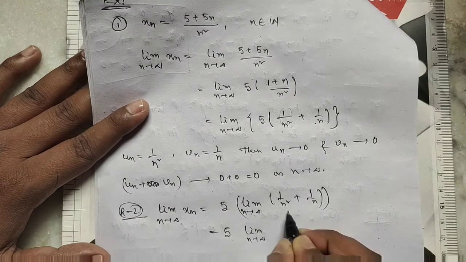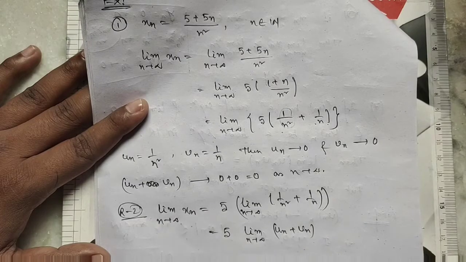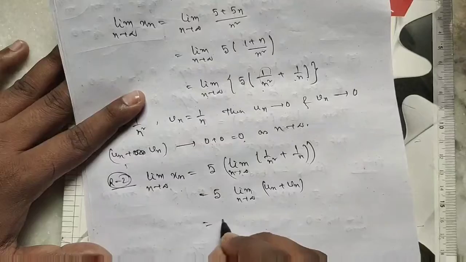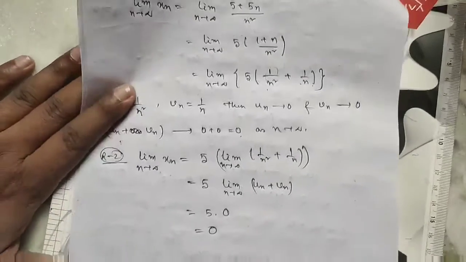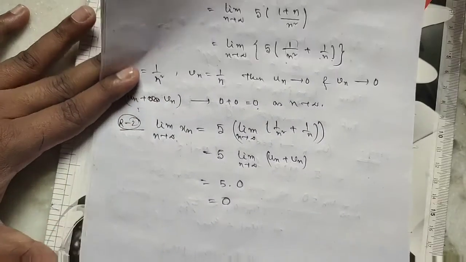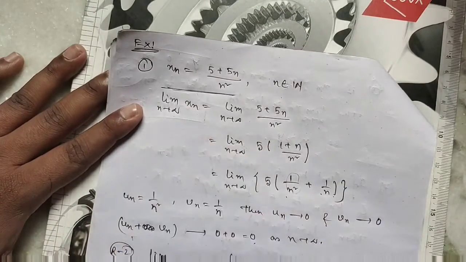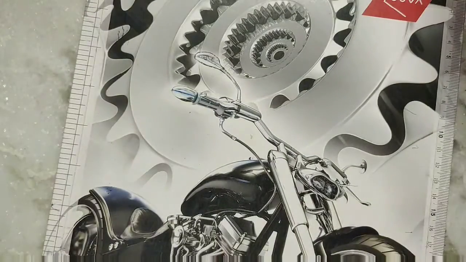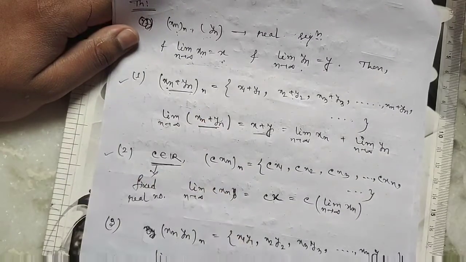This is equal to 5 limit n tends to infinity, this is un, this is vn, un plus vn. Okay, so un plus vn converges to 0. So 5 into 0, that is 0. So limit xn equal to 0. Clear? So this limit converges to 0. Clear? Here we use these two results.